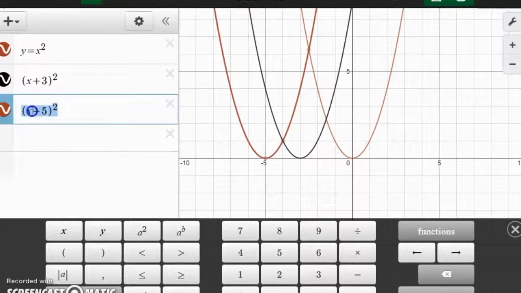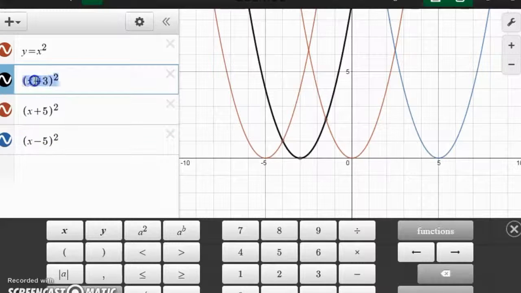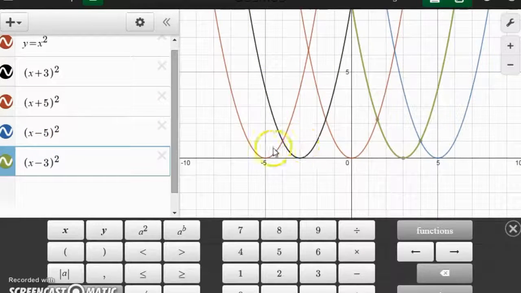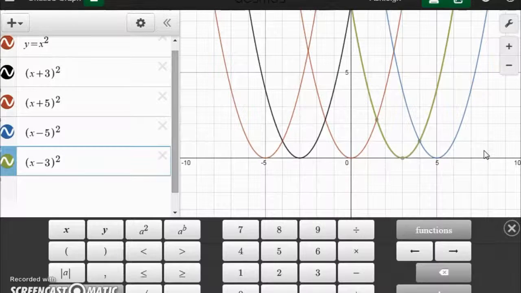Well, what if we do this but we subtract the values? So subtract a 5 and we subtract a 3. It's still on the horizontal, but it's now going to the right. So we call this a horizontal shift or horizontal translation.